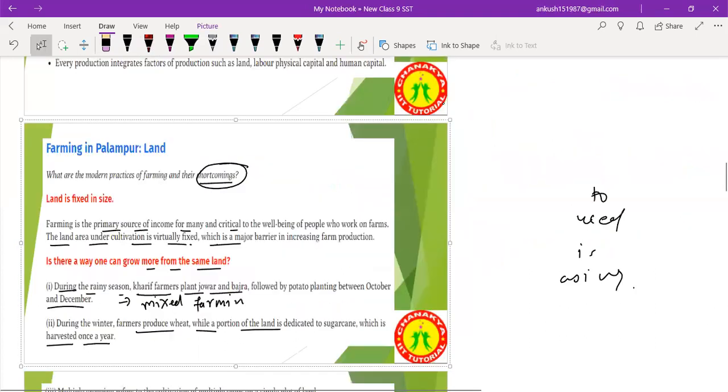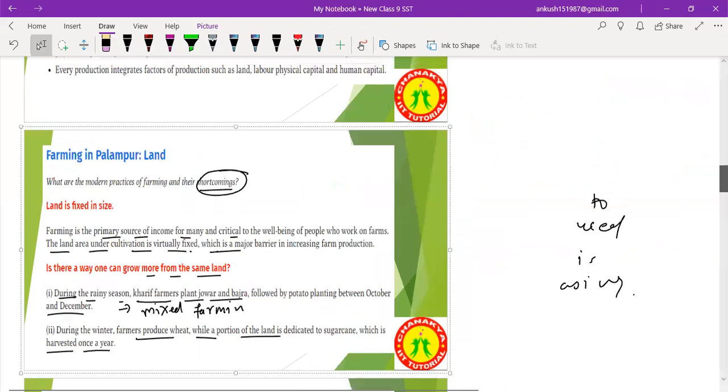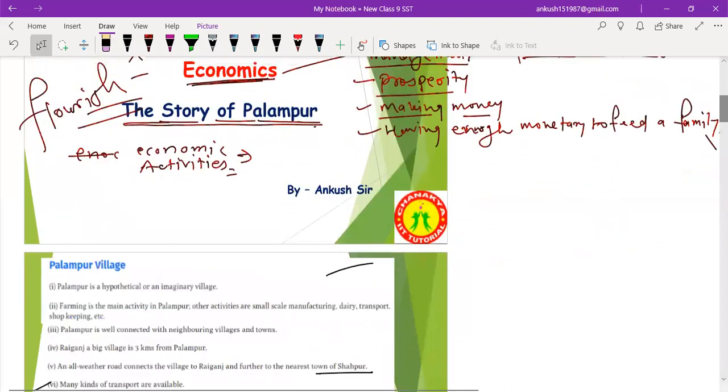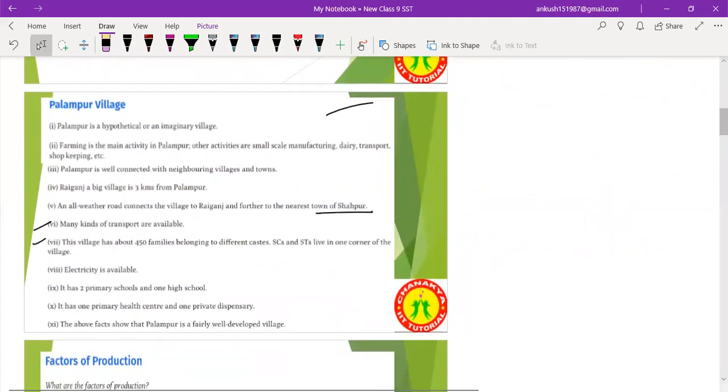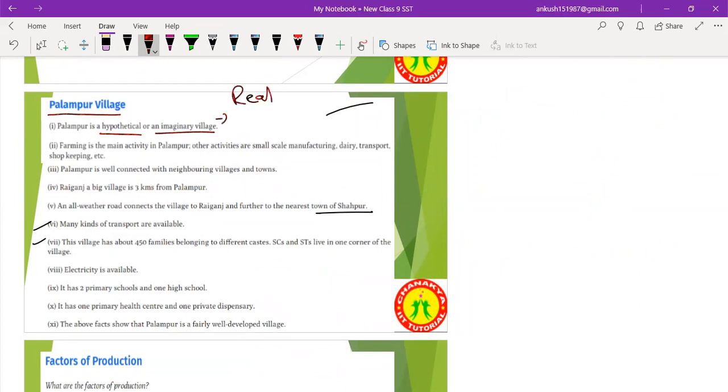So let us understand once again how these people from the village of Palampur are involved in economic activities. Now let us see how Palampur village is. This village is a hypothetical or imaginary village. It is not a real village. By CBSE, it is taken as a hypothetical village, just to study the economic activity.